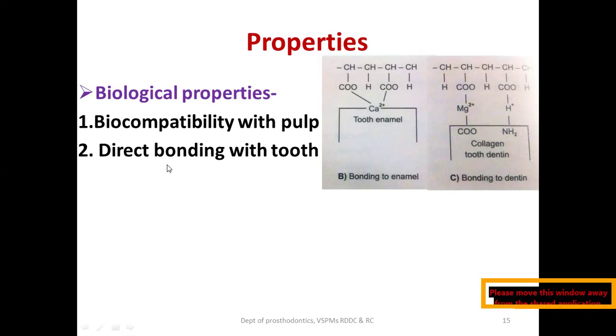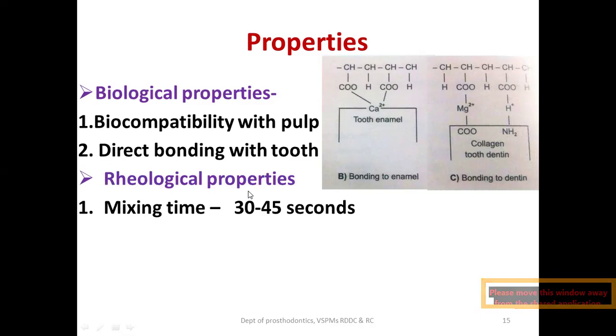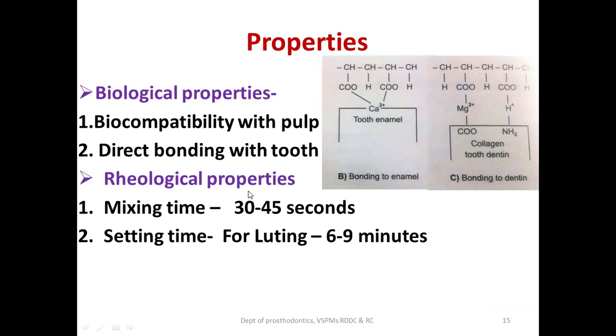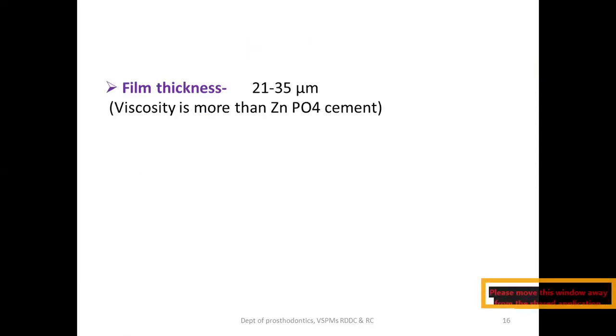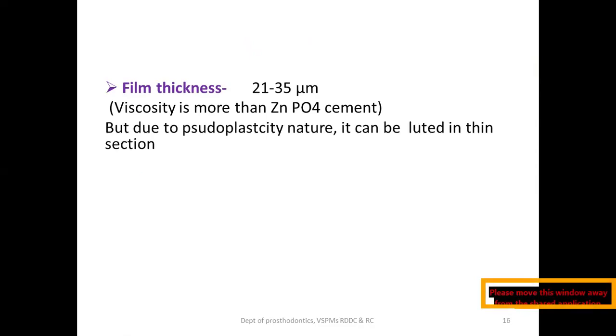And again, yes, it bonds directly with the tooth structure, as we have seen in the reaction. In the rheological properties, the mixing time is very short, that is 30 to 45 seconds. The setting time for luting cement is 6 to 9 minutes, and for the base it is 3 to 5 minutes. The viscosity of this cement is a little more as compared to zinc phosphate cement, but still we can use it as a luting material because it has the property of pseudoplasticity.